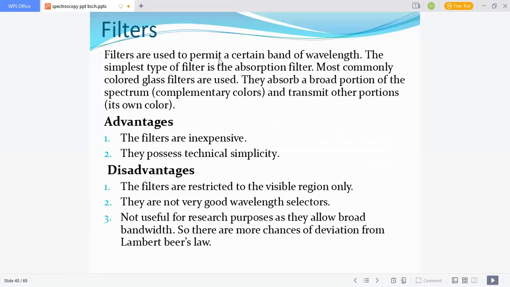Filters are used to allow a certain band of wavelengths. The simplest type of filter is the absorption filter. Most commonly, colored glass filters are used. They absorb a broad portion of the spectrum and transmit the other portion. Advantages: the filters are inexpensive and technically simple. Disadvantages: the filters are restricted to the visible region only. They are not very good wavelength selectors and not useful for research purposes, as they allow broad bandwidth, so there is more chance of deviation from Beer-Lambert's law.